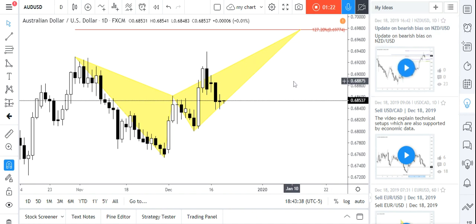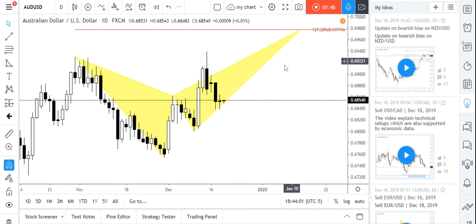You will understand. I have included this analysis in this video because I'm going to buy the Australian dollar not only versus the US dollar but also versus the New Zealand dollar. So I will split my buy trade in two different trades, half risk in AUD USD and half in AUD NZD. I'll share with you what my plan is.